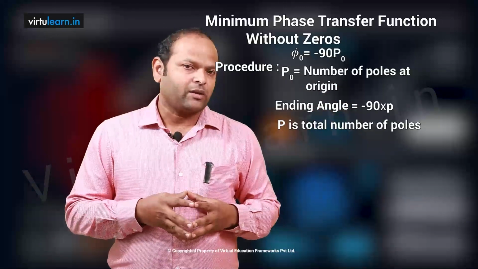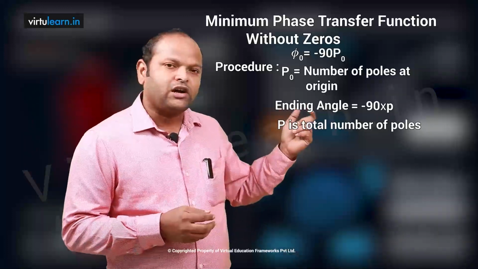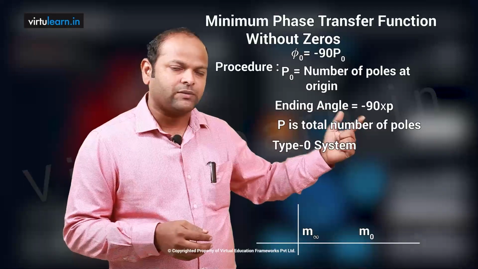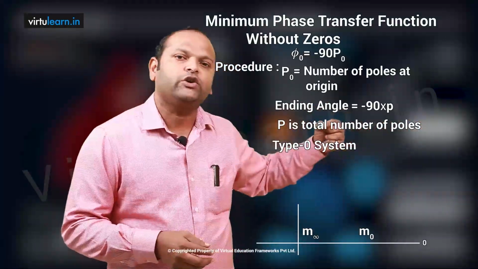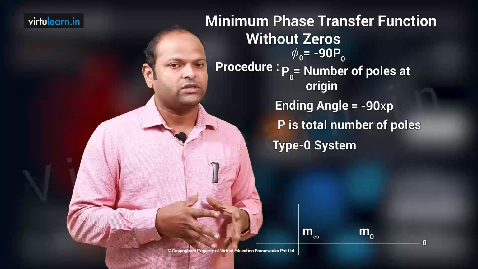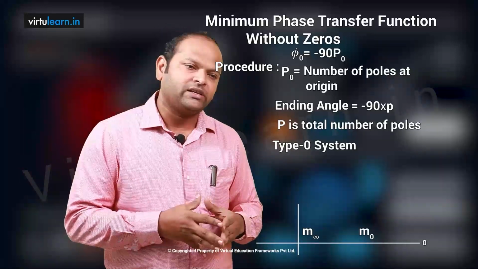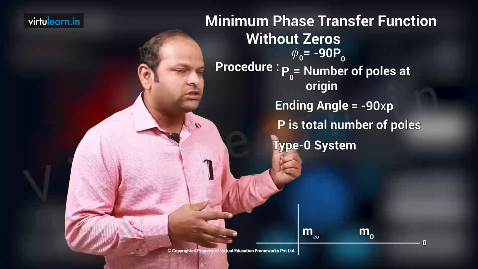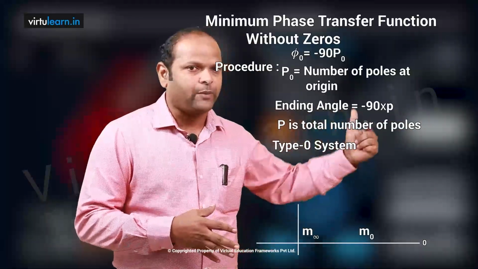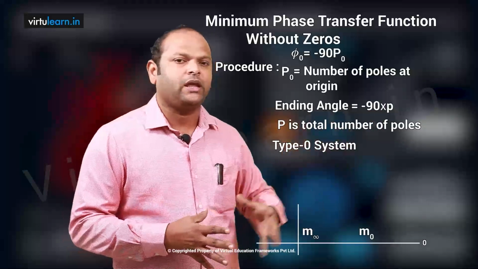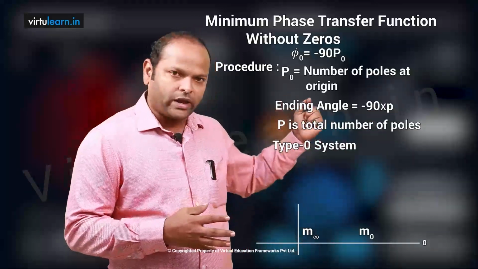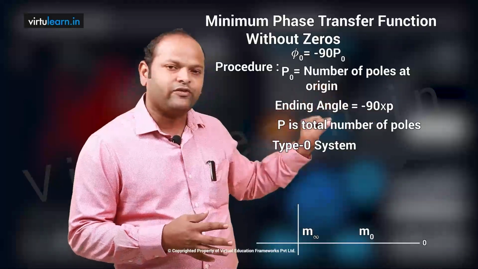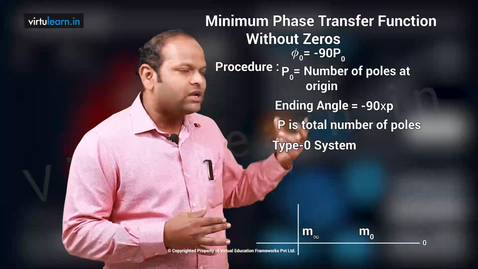Then what is the starting magnitude M0? For a type 0 system, M0 is always a point on the 0 degrees line. For other types, type 1, type 2, type 3, M0 is going to be infinity. So M0 has two cases: one is a constant value on the 0 degrees line, the other is infinity for all other types.